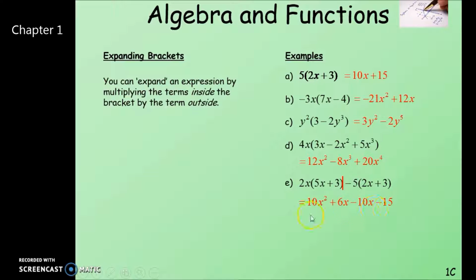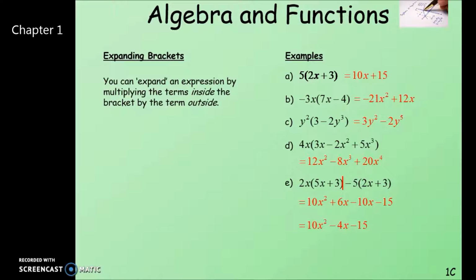So you're looking for terms that you can collect. Well, the only two terms that are like terms from our previous video are the two x's. X's don't mix with x squared, and they don't mix with just numbers. So these two will be combined together to give you minus 4x.